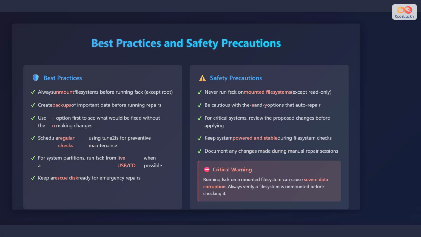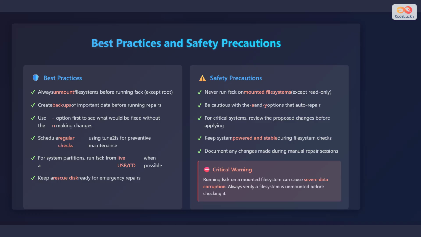Here are some best practices and safety precautions to keep in mind. Always unmount file systems before running file system consistency check, except for the root file system. Create backups of important data before running repairs. Use the -n option first to see what would be fixed without making changes. Schedule regular checks using tune2fs for preventative maintenance. For system partitions, run fsck from a live USB or CD when possible and keep a rescue disk ready for emergency repairs.